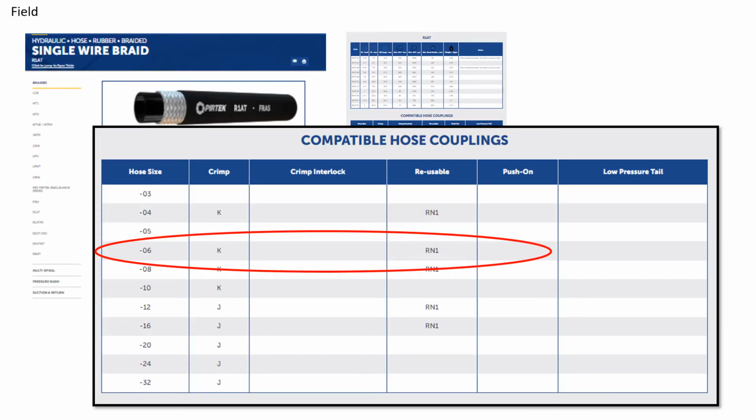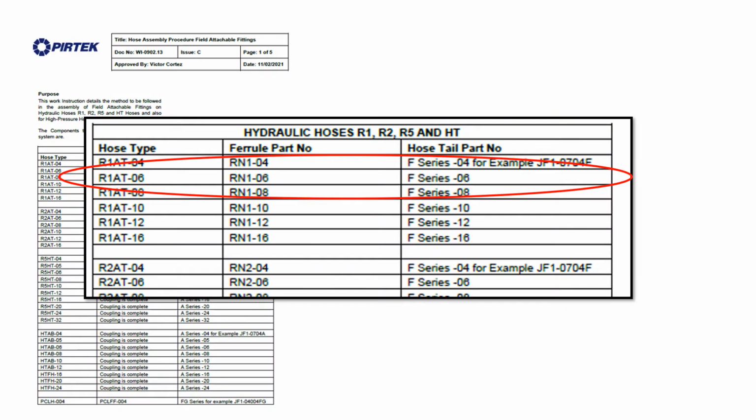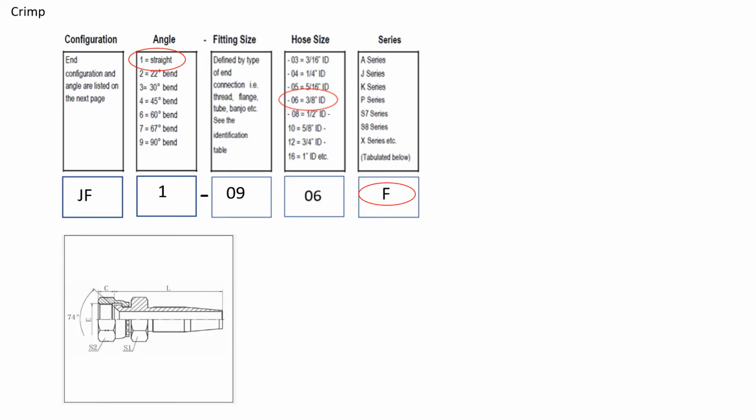Let's return to the hose data sheet. Let's go down to the bottom, and here we go, reusable, RN1. If we refer to the Pertech technical information, an RN1 F-06, which is 3/8, is an F series. So the only difference from our crimped hose tail and our field attachable hose tail is the last letter. We're going to change the K to an F.